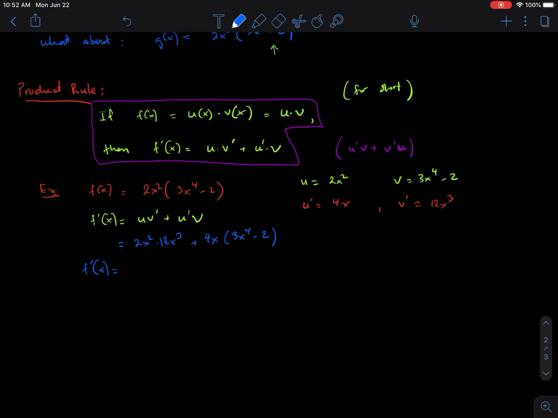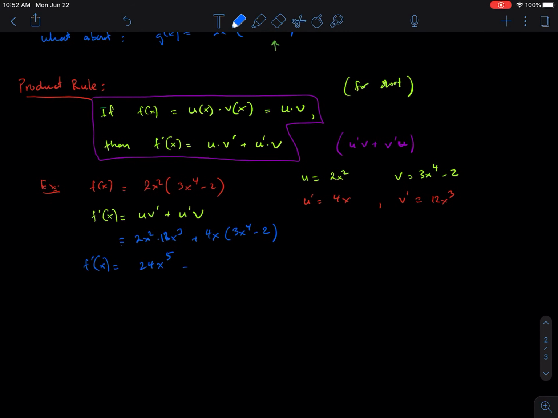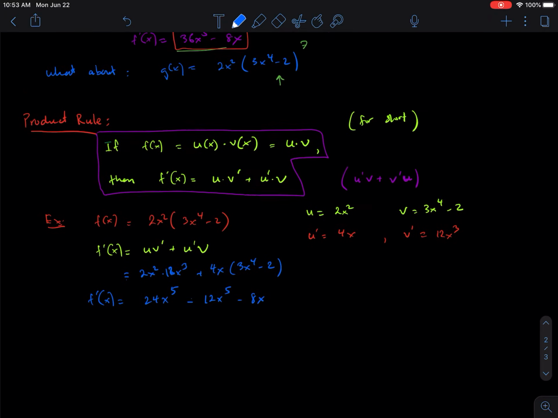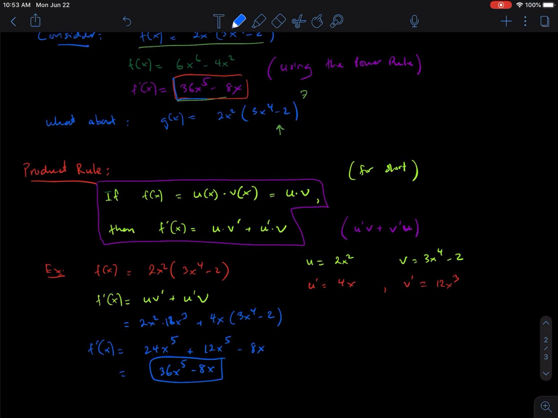All right, so that gives us 24x to the fifth, and then plus 12x to the fifth minus 8x. Oh, this should be a plus right there, so that will give us 36x to the fifth minus 8x, and that is the same answer as this one here, right? So the product rule works right there.